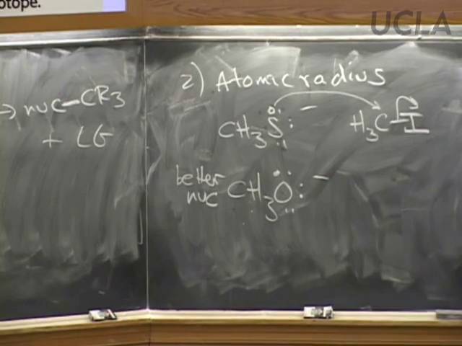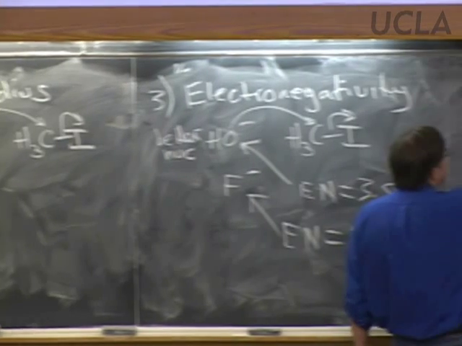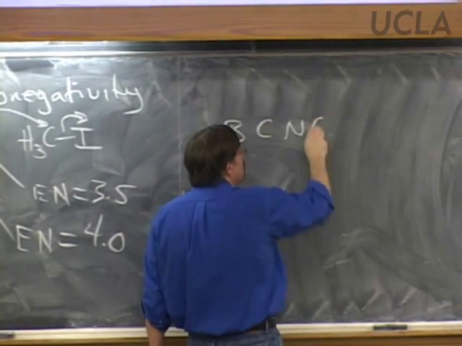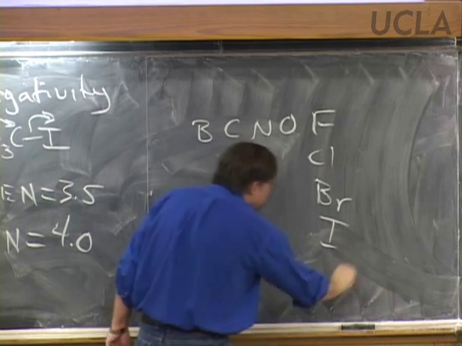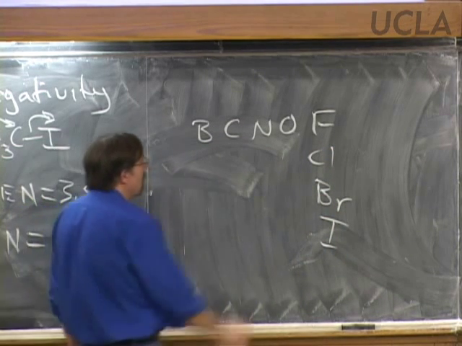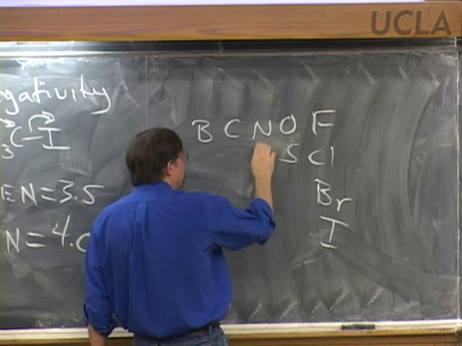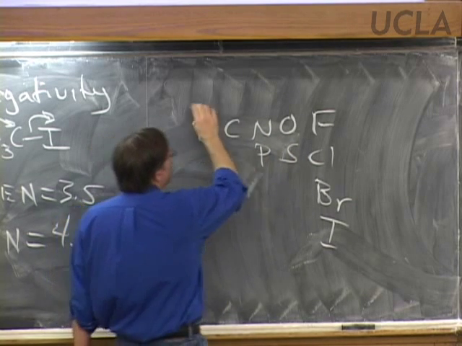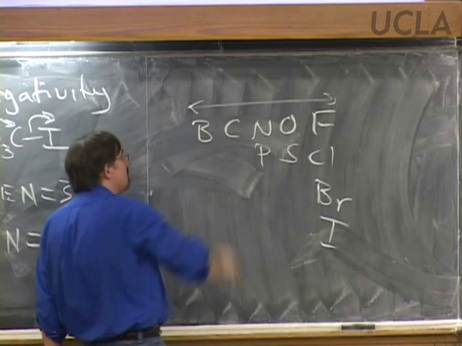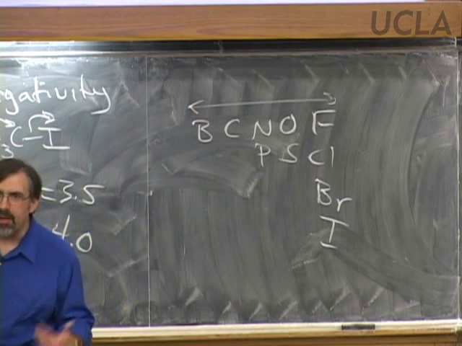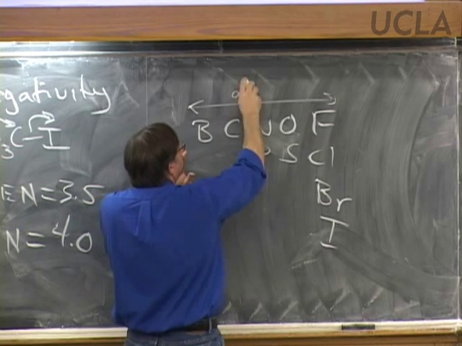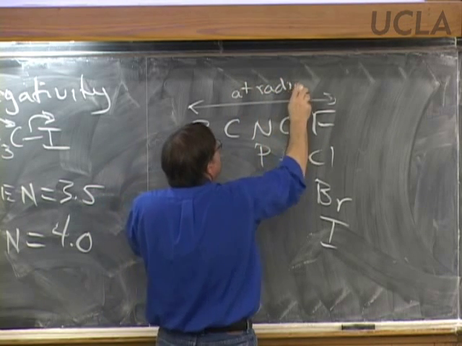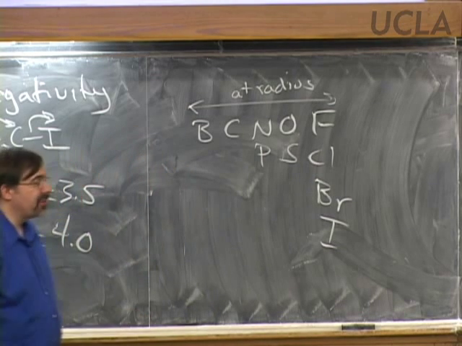In other words, if we have a periodic table: boron, carbon, nitrogen, oxygen, fluorine, chlorine, bromine, iodine. There's a portion of the periodic table. And we can throw in sulfur and phosphorus, if you'd like. If you're comparing the business end, so to speak, of the nucleophile, the portion of the nucleophile that's sharing the electrons, and you're comparing within the same row, then it is the atomic radius that matters.